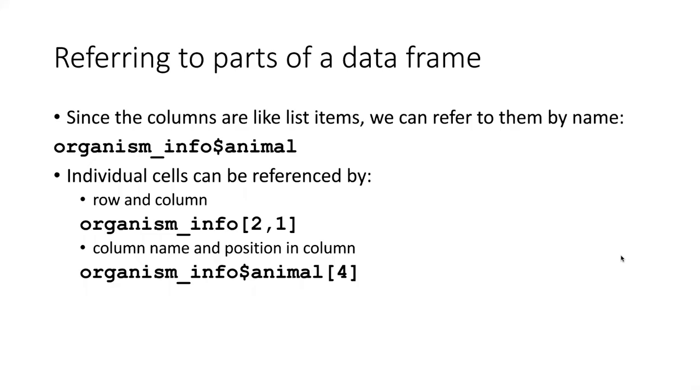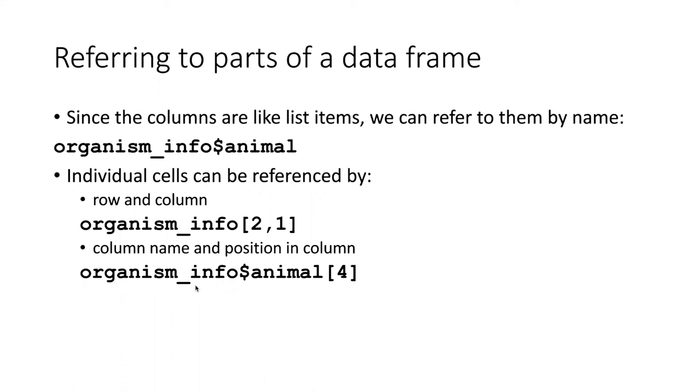The syntax for referring to different parts of a data frame is as follows. Because the columns are essentially list items, we can refer to a column by using the dollar sign notation like we did with lists. Put the name of the data frame, a dollar sign, and then the column. We can refer to individual cells by their row and column by putting them inside square brackets. This is kind of typical for different languages that have rows and columns. The row number is listed first, and then a comma, then the column number.